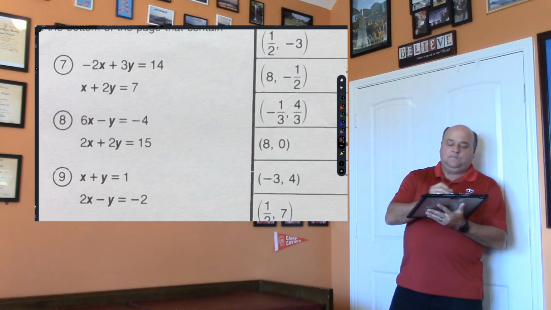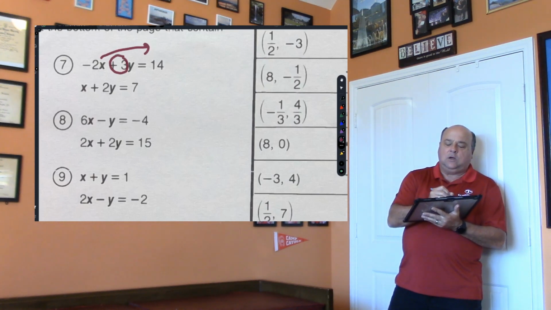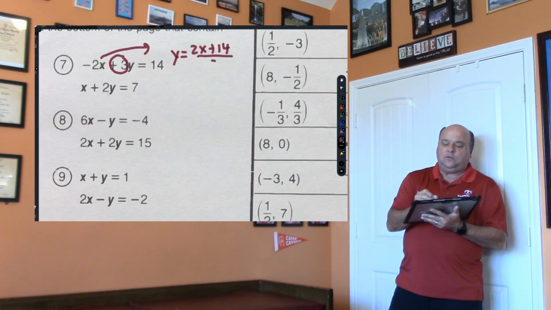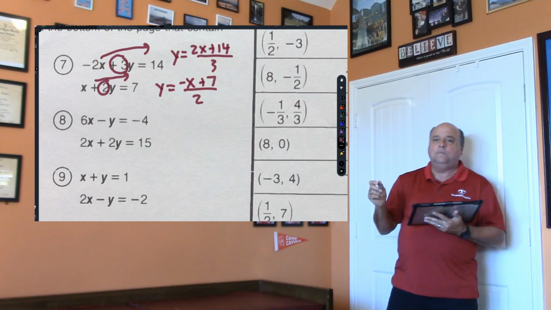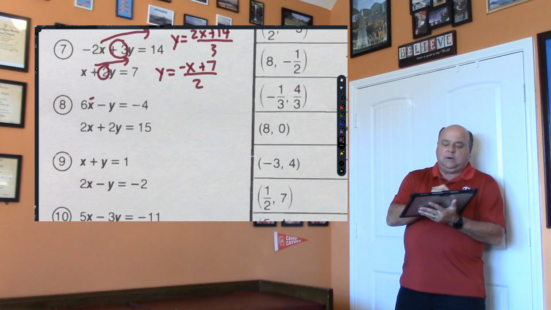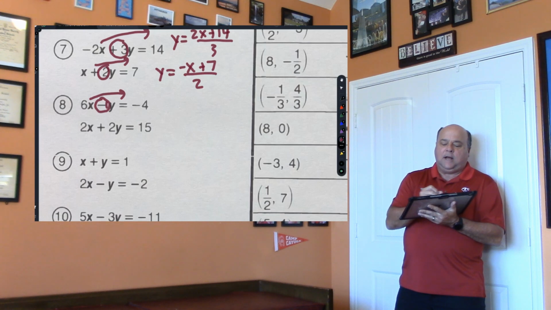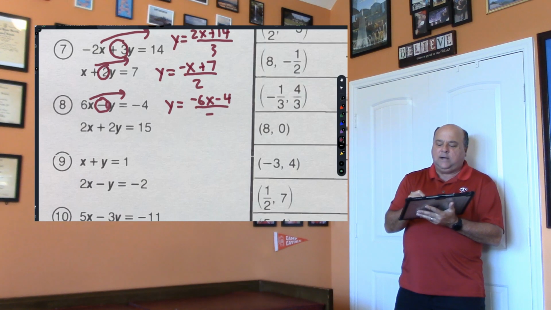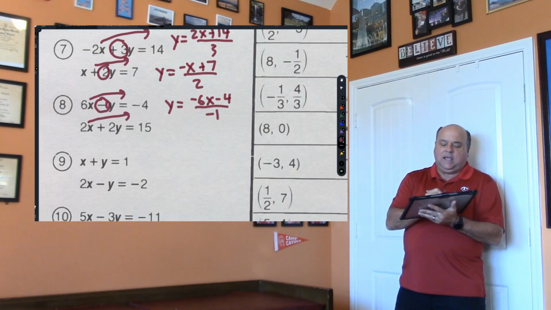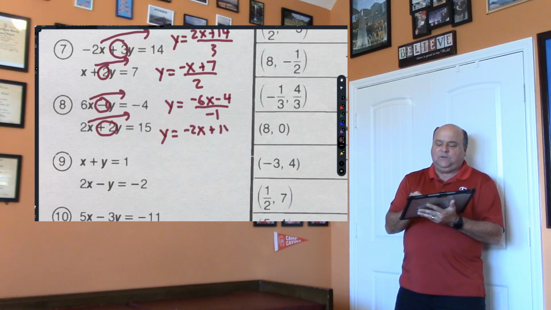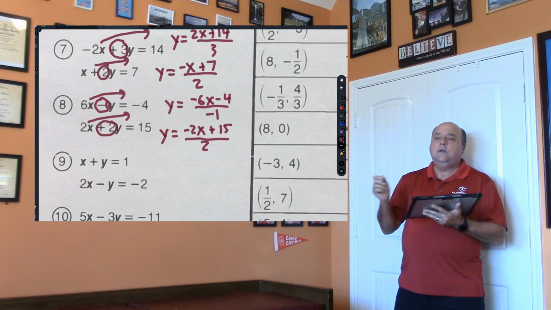So on number 7, the x flips, the y goes on the bottom. So y equals 2x plus 14 over 3. The x flips, the y goes on the bottom. y equals negative x plus 7 all over 2. Very simple stuff. On this one right here, the x flips, the y goes on the bottom, doesn't it? So we're going to get y equals negative 6x minus 4 over negative 1. On this one right here, the x flips, the y goes on the bottom. y equals negative 2x plus 15 all over 2.